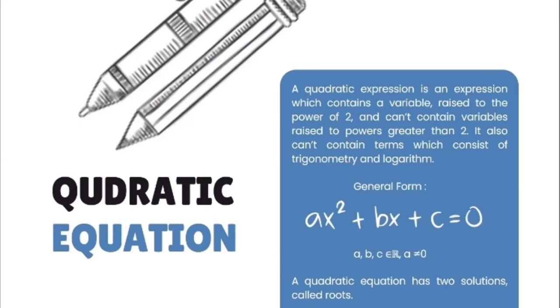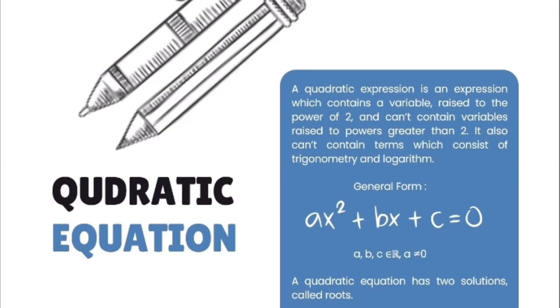A quadratic equation or expression is an expression which contains a variable raised to the power of 2 and can contain variables raised to a power greater than 2. It also can contain terms which consist of trigonometry and logarithm. This is the general form of a quadratic equation: a times x squared plus b times x plus c equals 0, where a, b, and c are elements of real numbers and a does not equal 0.